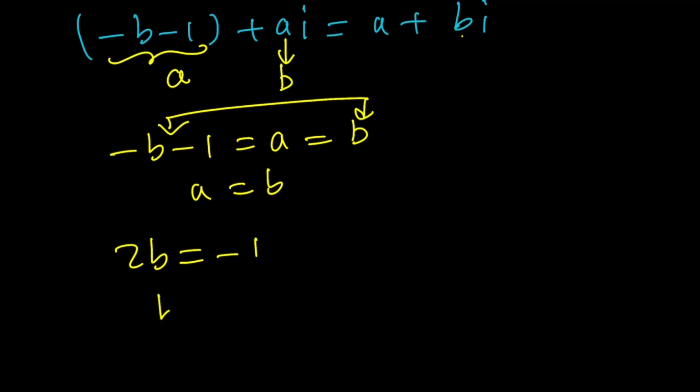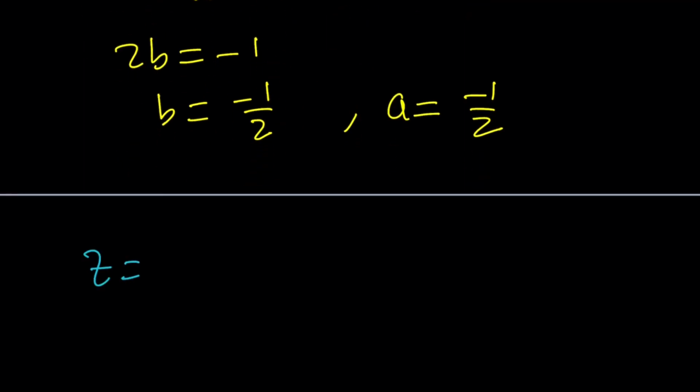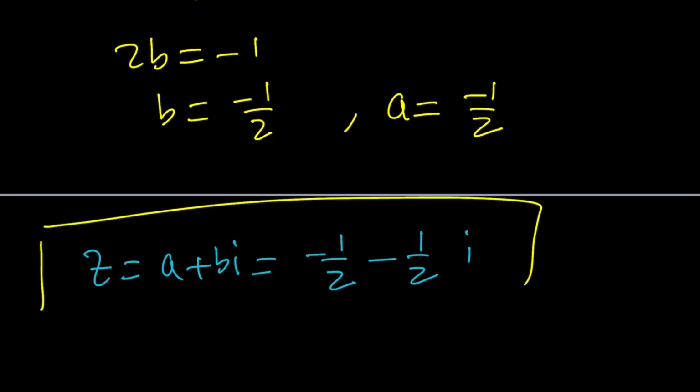And now from here, b becomes -1/2. But since a and b are equal, we can also say a is -1/2. But guess what? That gives us the number we're looking for. z was written as a plus bi, so it's going to be -1/2 plus -1/2 i, or we can write it as -1/2 minus 1/2 i. So that would be the answer, right? I mean, if you want to go ahead and plug it in, you can do so, be my guest, but I'm just going to leave it at that because I'm lazy.